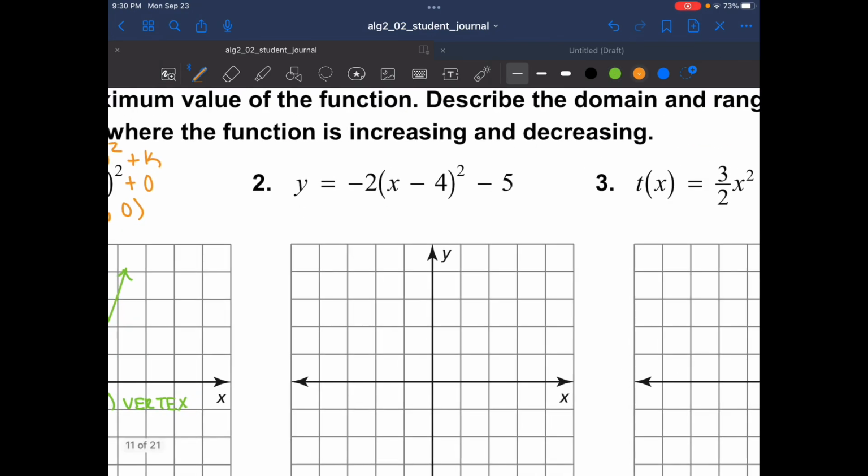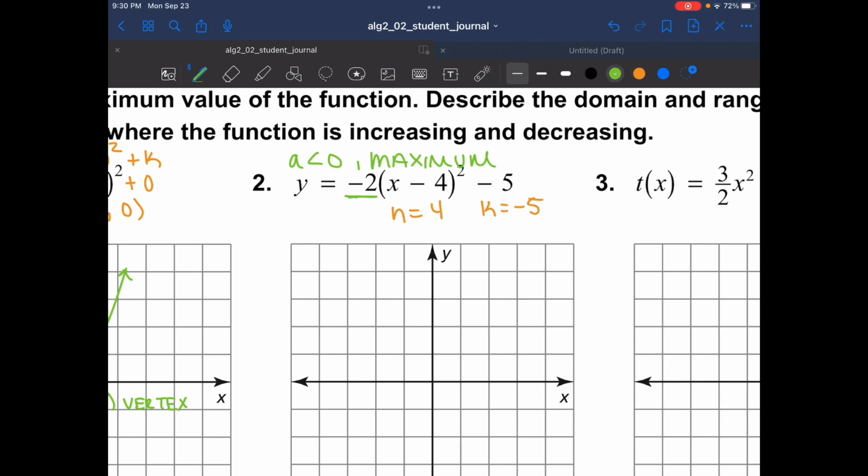Awesome, let's keep going. So for this one, my a right up here is less than 0. So a is less than 0, so we will have a maximum. Next, I'm going to go ahead and write down my h. So h equals 4, k equals negative 5.